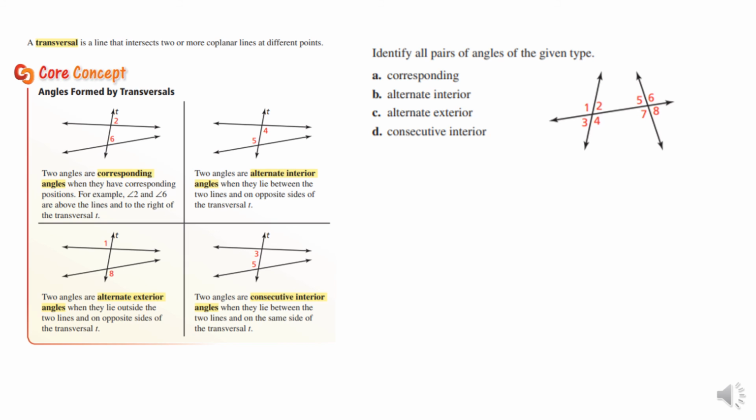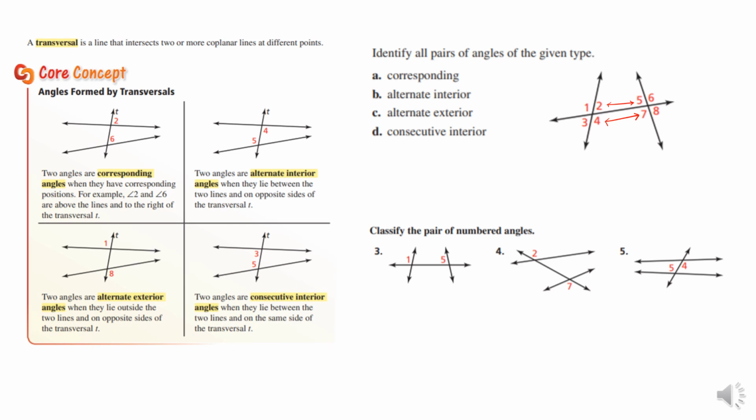The next one they want you to look for is alternate interior angles. So there's only 2 of those. We have 2 and 7 and 4 and 5. Okay, 4 and 5 are alternate interior angles. 2 and 7 are. Then we have your alternate exterior. That would be 3 and 6, alternate sides of the transversal, outside, and then 1 and 8. Consecutive interior would be 2 and 5 or 4 and 7.